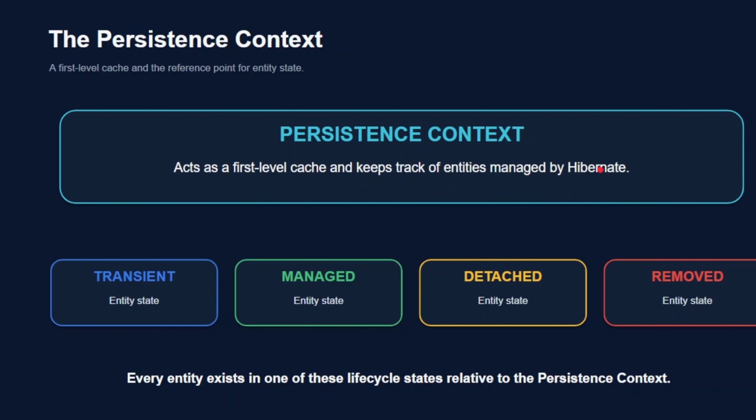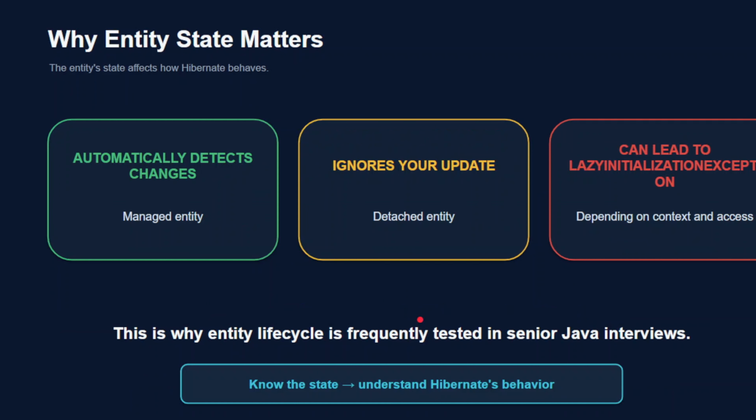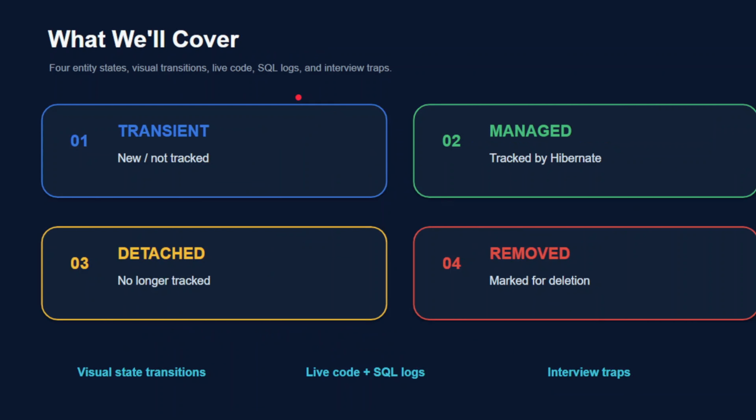Every entity in your application exists in one of 4 distinct lifecycle states relative to this context. Whether Hibernate automatically saves your changes, ignores your updates, or throws a lazy initialization exception depends entirely on which state your object is in. This is why entity lifecycle is one of the most frequently tested topics in senior Java interviews. In this video, we will break down all 4 entity states: transient, managed, detached, and removed.